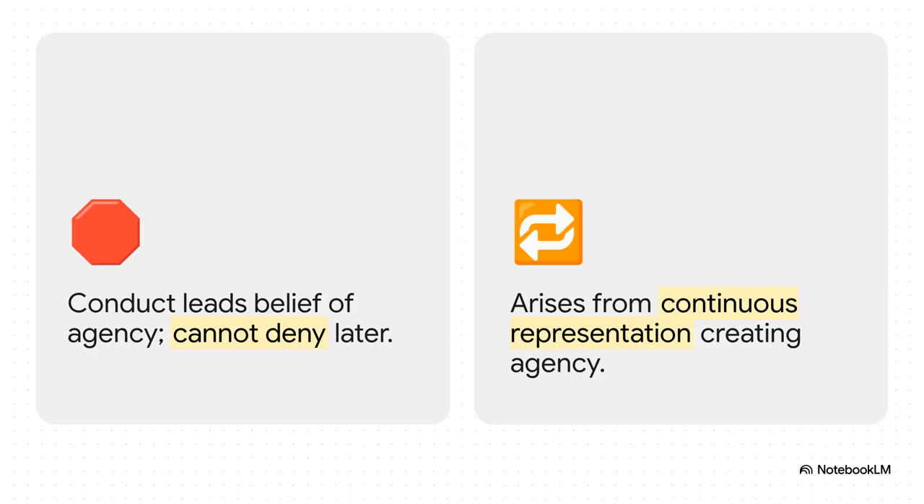Next, we examine a really vital nuance, estoppel versus holding out. Estoppel occurs when a principal's conduct leads a third party to believe a person is his agent, therefore the principal cannot deny this agency later. Holding out, however, relies on continuous representation to create that agency. You see, while estoppel can arise from just a single isolated act of misrepresentation by the principal, holding out requires a habitual, continuous pattern of representation. Make sure you write these sequentially in your answer. It proves to the examiner that you truly understand exactly where estoppel ends and holding out begins.